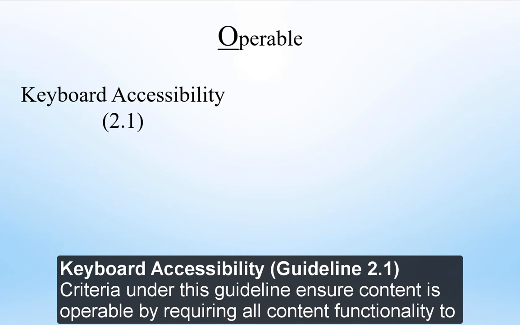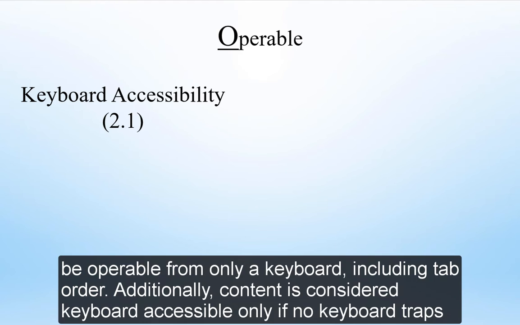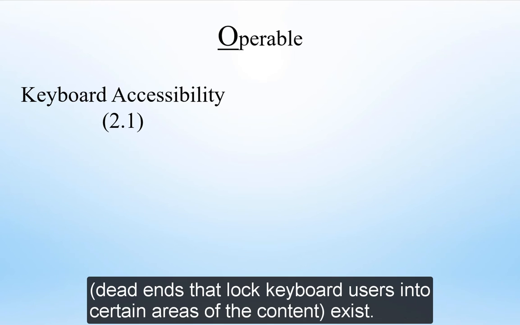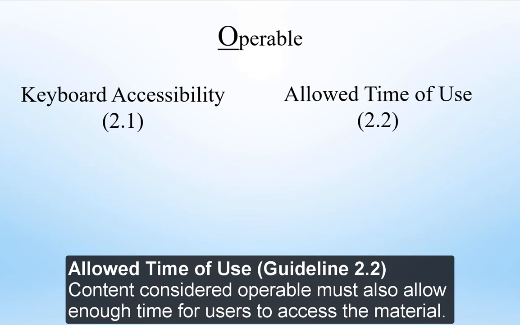Keyboard accessibility, Guideline 2.1. Criteria under this guideline ensure content is operable by requiring all content functionality to be operable from only a keyboard, including tab order. Additionally, content is considered keyboard accessible only if no keyboard traps, dead ends that lock keyboard users into certain areas of the content, exist.